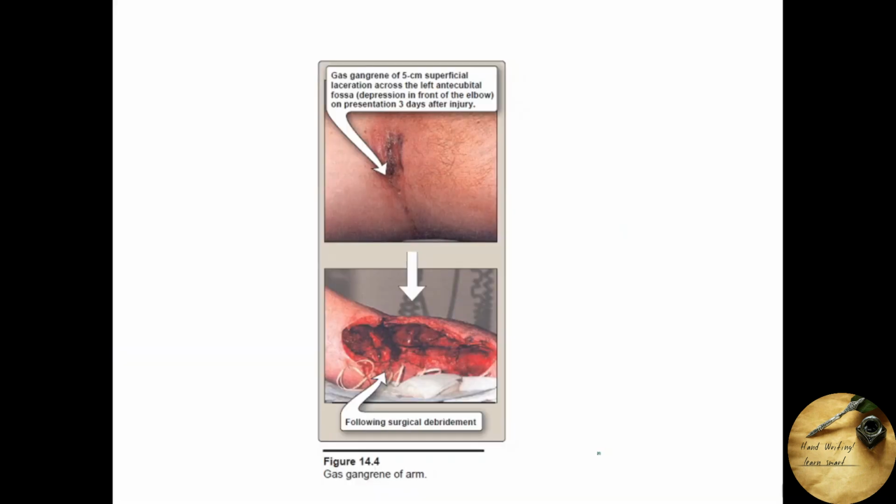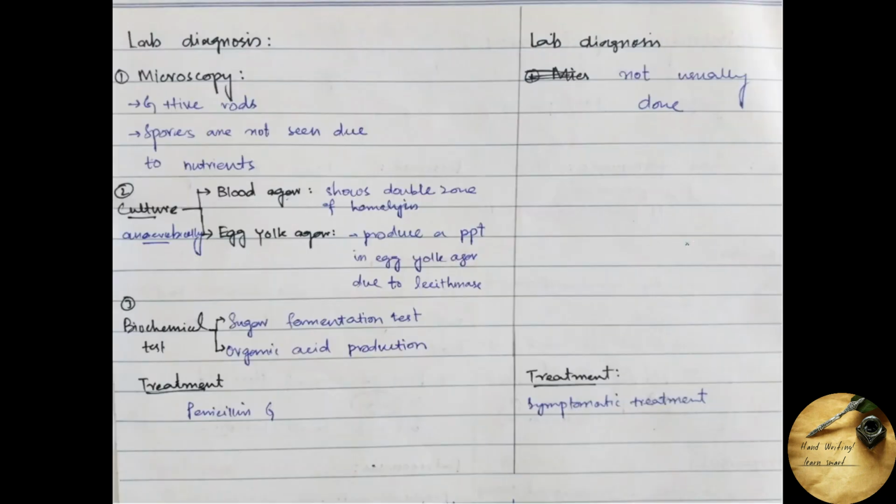The laboratory diagnosis for Clostridium perfringens causing food poisoning is usually not done, and the treatment is symptomatic. But laboratory diagnosis for gas gangrene or necrotizing fasciitis caused by Clostridium perfringens is done. It is through microscopy, culture, and biochemical tests. In microscopy, we can see gram-positive rods, and the spores can't be seen due to the large amount of nutrients in the smear. On culture, we do two types of culture: blood agar culture and egg yolk agar.